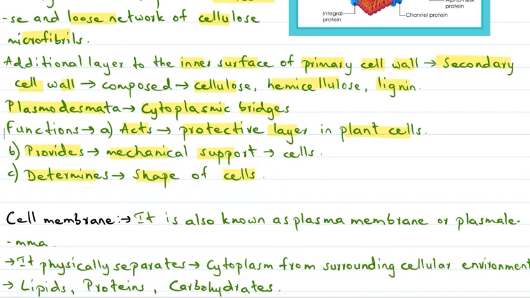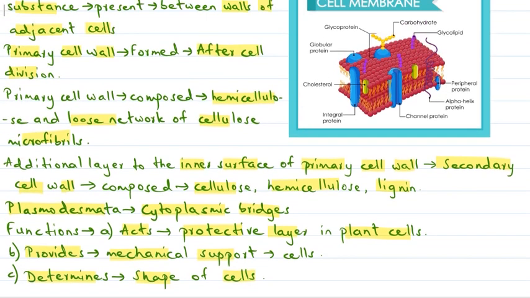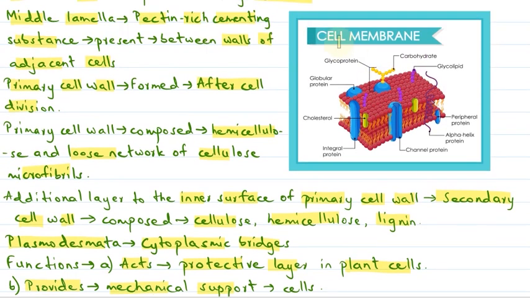This is the cell membrane. The cell membrane is also known as the plasma membrane or the plasmalemma. All cells, whether they are prokaryotic cells or eukaryotic cells, are bound by this thin delicate membrane, that is the cell membrane. The plasma membrane is so thin that it cannot be observed under the light microscope.